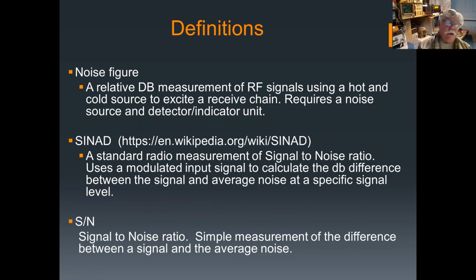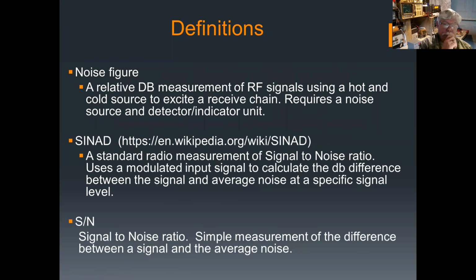Noise figure is a relative dB measurement of RF signals using a hot and cold source to excite a receiver chain. It requires a source and a detector indicator unit. They're fairly specialized, but they're not unknown or unobtainable.